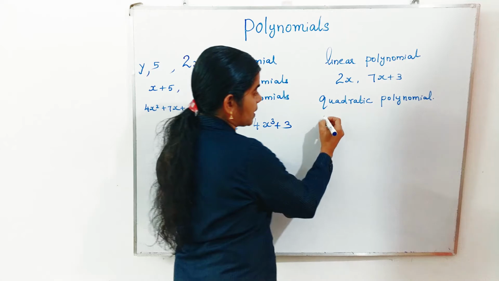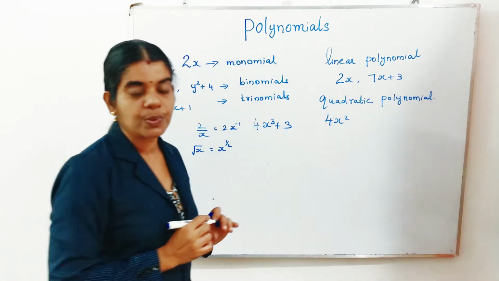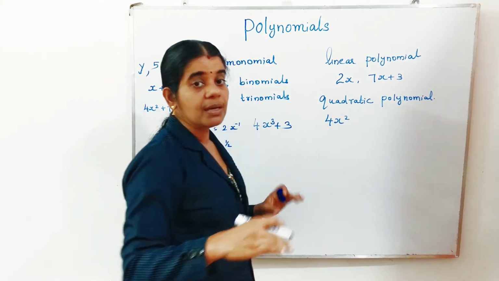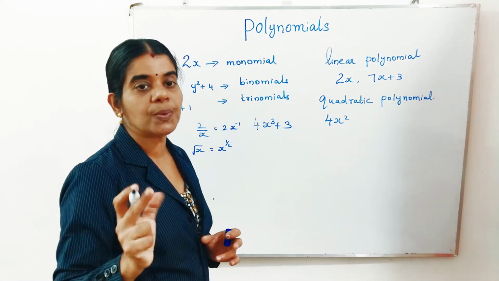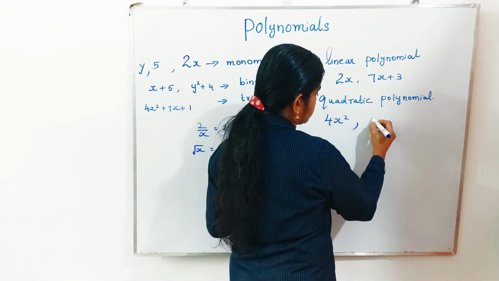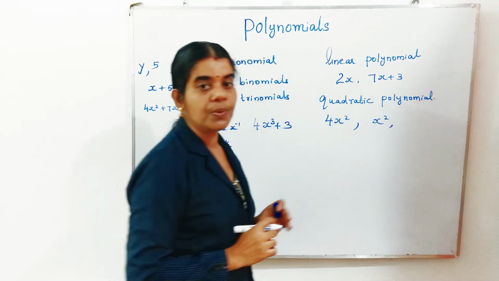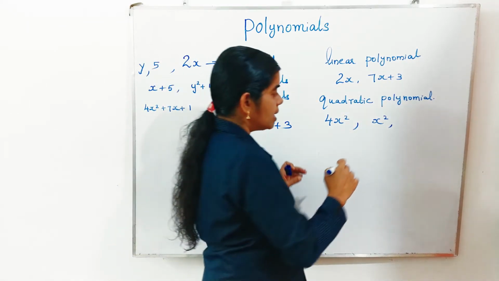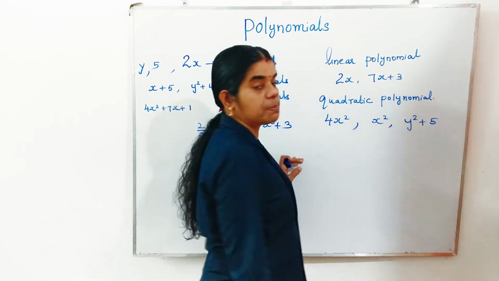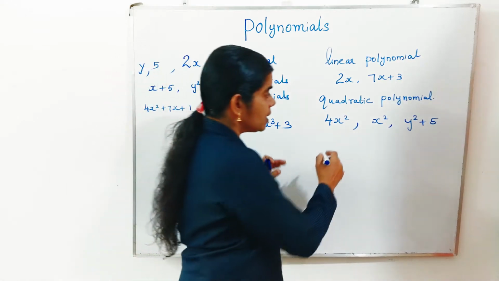For example, I write 4x square. Here the highest power of the variable is 2, so its degree is equal to 2. Here we are not checking the terms at all. We only look at the highest power of the variable. If I simply write x square, that is also a quadratic polynomial. If you write y square plus 1, here also the highest power is 2. Such polynomials are known as quadratic polynomials.